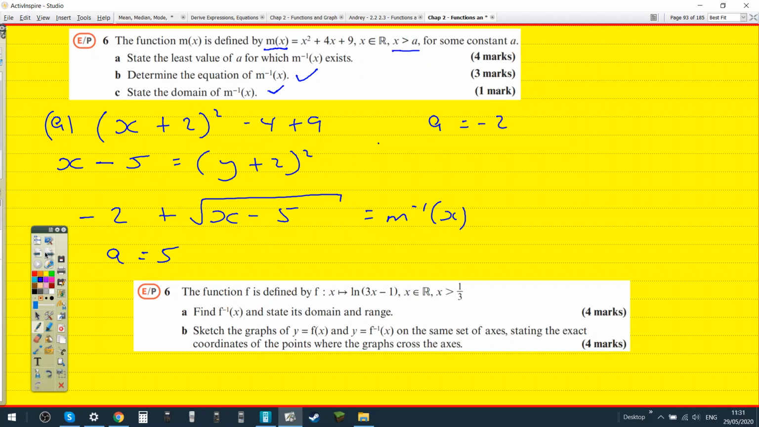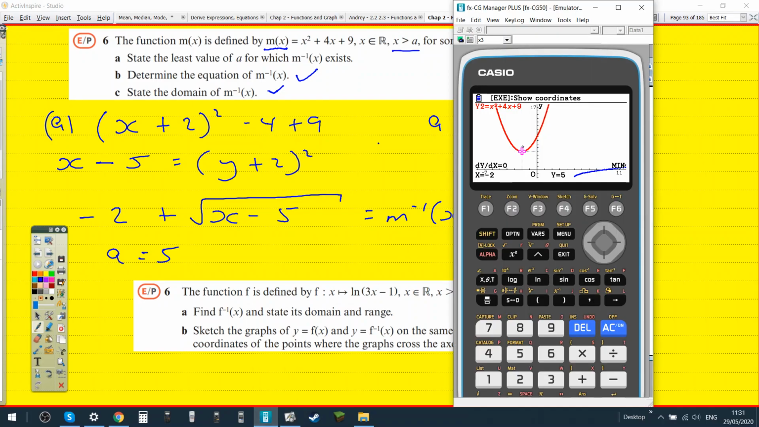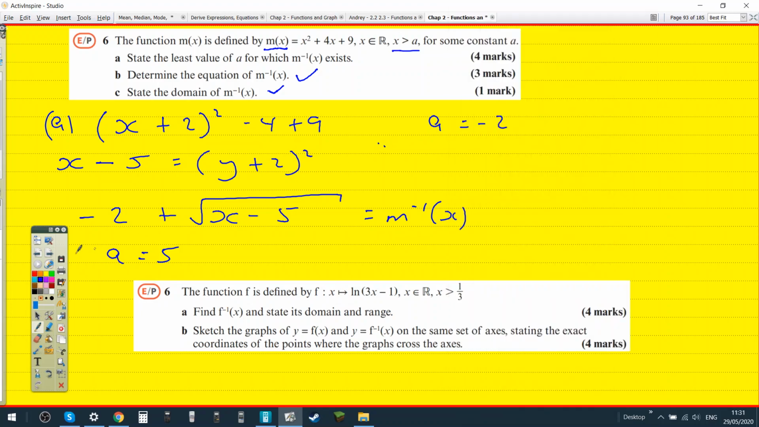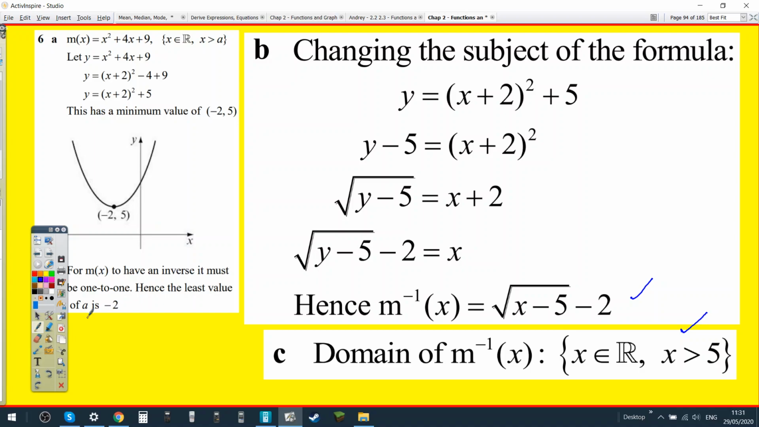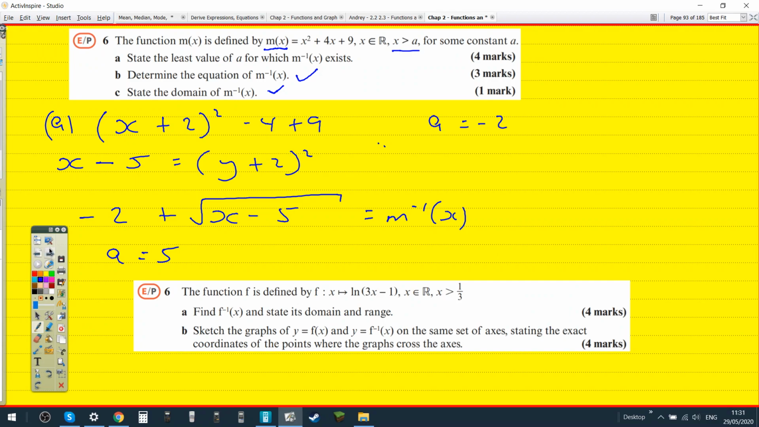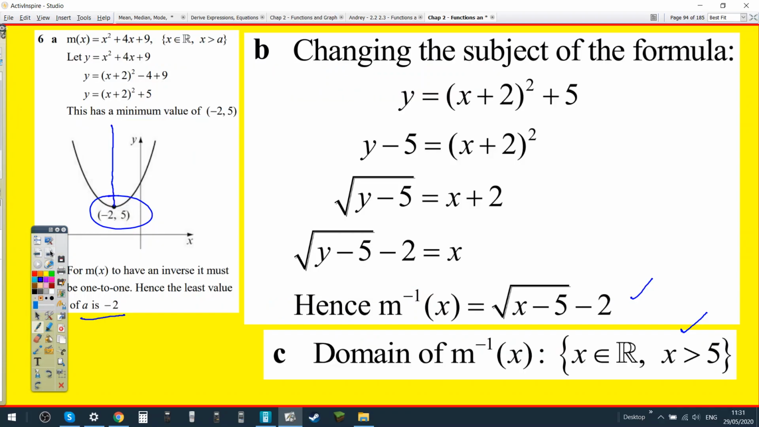The least value is -2. That is because for it to have an inverse function, it has to be a one-to-one function. It can't be one-to-many. And that's why a is -2, the least value. So you cut it so that it doesn't repeat its y coordinate. Any questions there? No. Okay, so big picture: for it to have an inverse function, the function has to be one-to-one, and so you have to limit its domain.